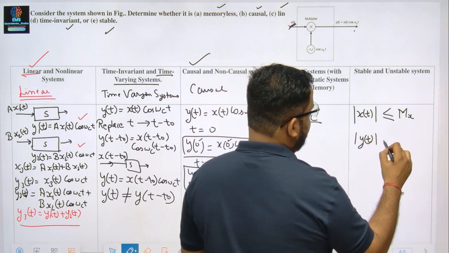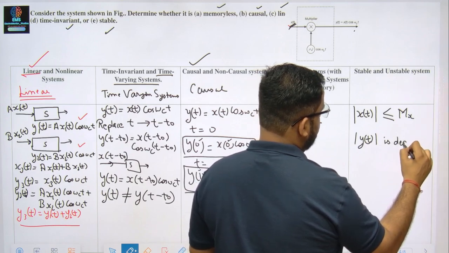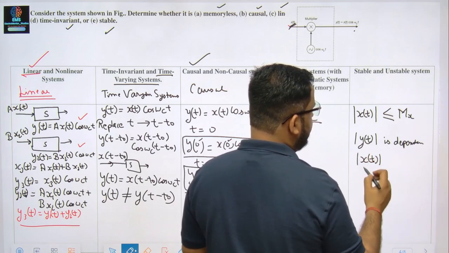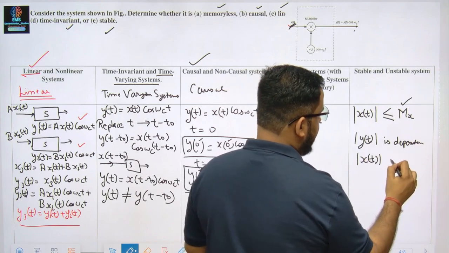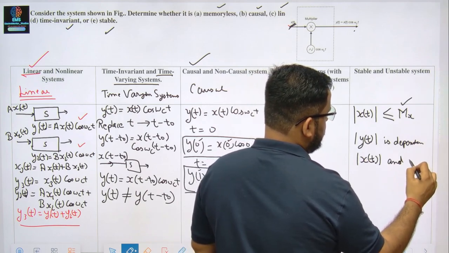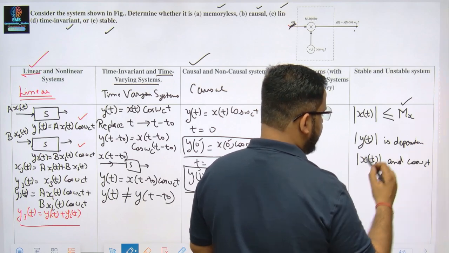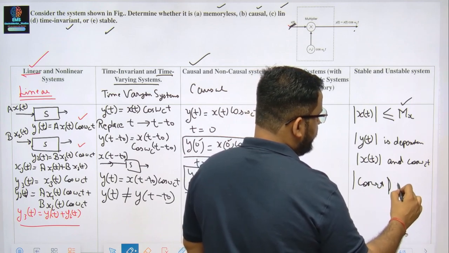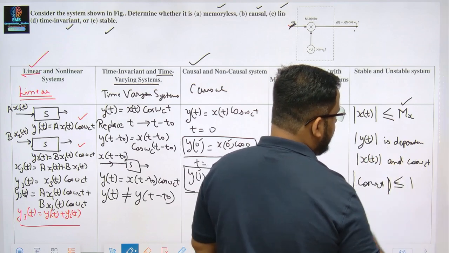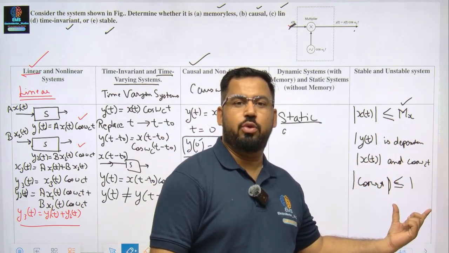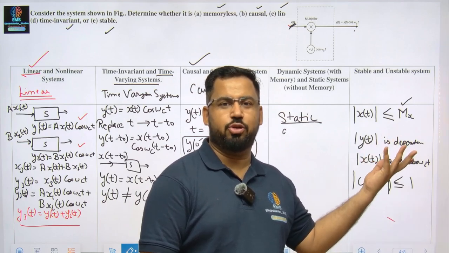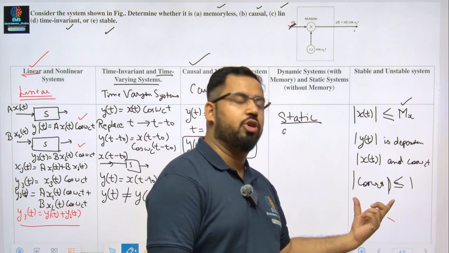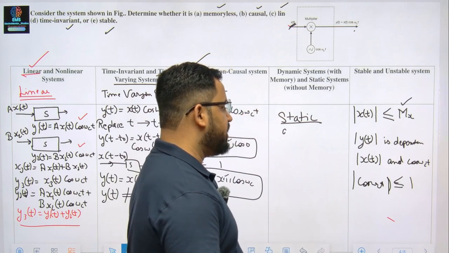Now the magnitude of y(t) is dependent on the magnitude of x(t), which we have already fixed, and cos(ωct). The magnitude of cos(ωct) will always be less than or equal to 1. The maximum value of cos(ωct) goes from 1 to -1, so it is less than or equal to 1. And when we're talking about magnitude, it will always be in a positive direction.